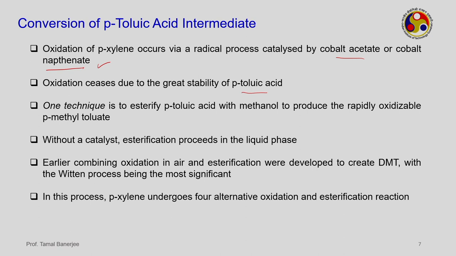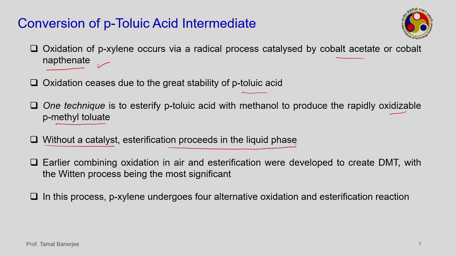For the oxidation of paraxylene, I will discuss two techniques here. The first technique is to esterify. Even if you have a catalyst, one technique they found was to esterify paratoluic acid with methanol to produce the rapidly oxidizable paramethyl toluate. So if you convert paraxylene to paratoluic acid through this catalyst, the reaction does not proceed. What you do is you add methanol to paratoluic acid and convert it to its respective ester. This ester is rapidly oxidizable. It converts to the ester without a catalyst. So this proceeds without a catalyst.